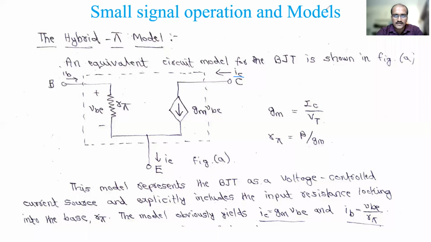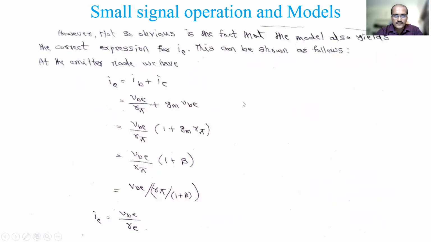So that we look at in the second part. This is the model; if they ask for the hybrid phi model, this is it, a voltage controlled current source. Now we'll see the current controlled current source, for which we'll do a little modification in the equations. However, not so obvious is the fact that the model also yields the correct expression for ie. This can be shown as follows, so just look at the picture.